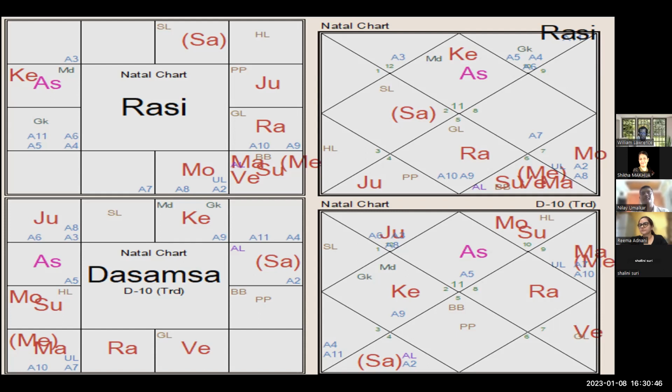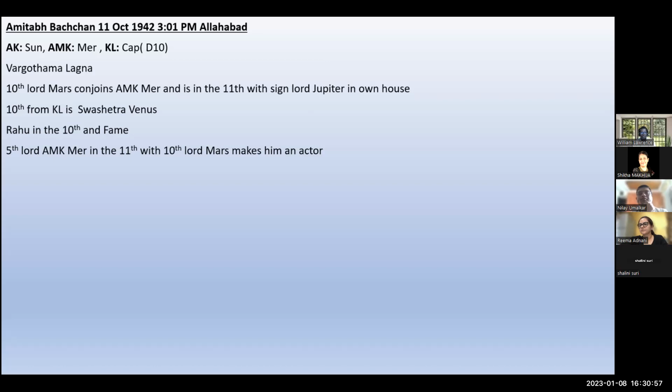So Mercury, Venus, both are very strong. And Rahu, for movies or celebrity, you must have Rahu very strong. And Rahu's sitting in that. You can see it.